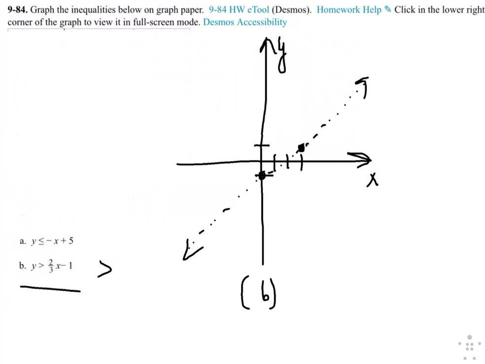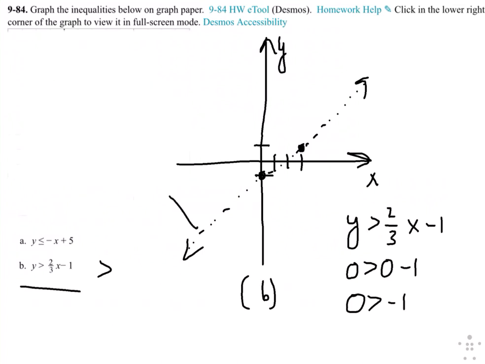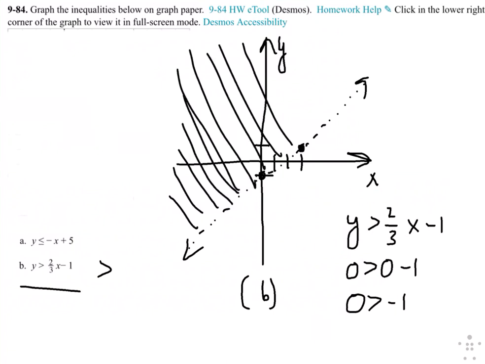Now we need to know which side to shade. So I'm going to, again, substitute in a point. I'm going to put 0, 0 only because it's the easiest point. Well, one of the easiest points to put in. So I get 0 is greater than 0 minus 1. 0 is greater than -1. Is 0 greater than -1? Yes, it is. So then we shade the side that has 0, 0 on it. And there's our completed graph.